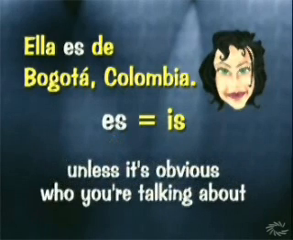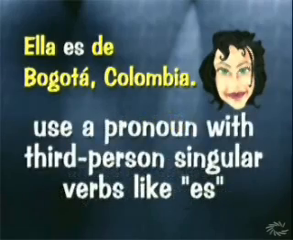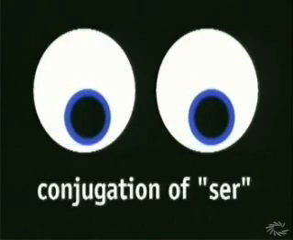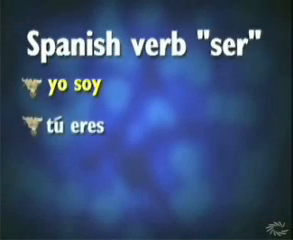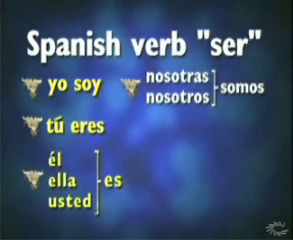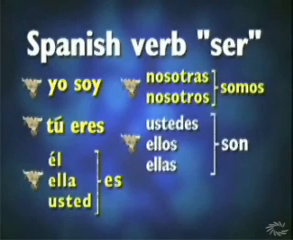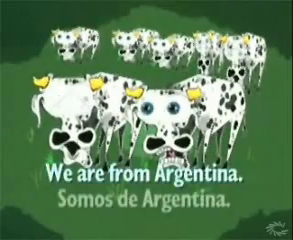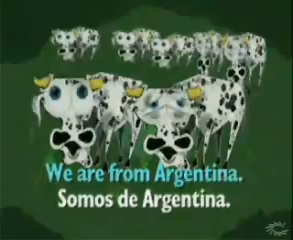Unless it's obvious who you're talking about, you have to use a pronoun with third-person singular verb forms like es. Let's look at the conjugation of ser one more time. Yo soy, tú eres, él, ella, or usted es, nosotros or nosotras somos, ustedes, ellos, or ellas son. We are from Argentina. Somos de Argentina.